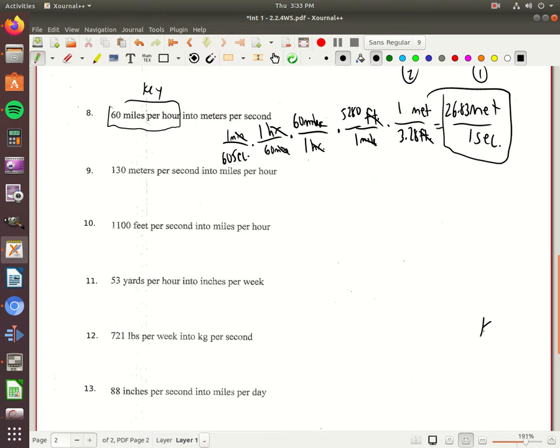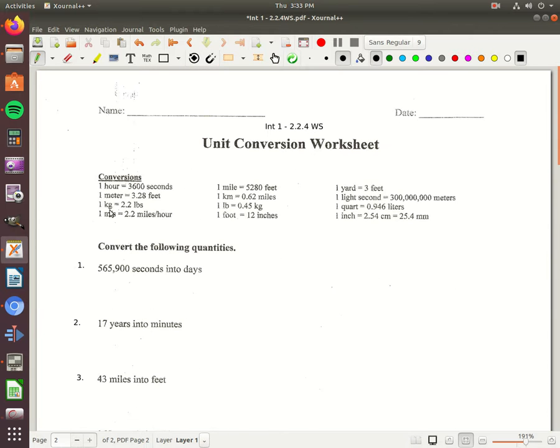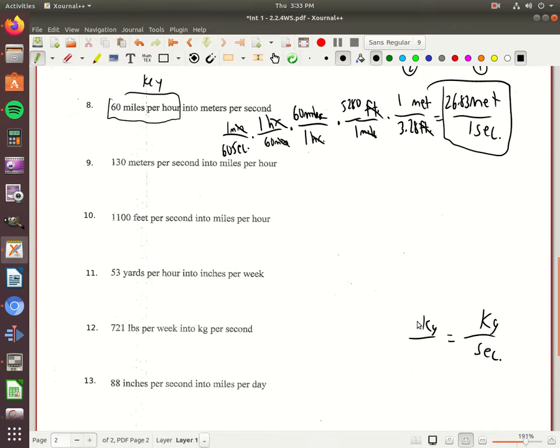And again, I know I want kilograms over seconds. And I know I need to start with kilograms on top. And I need to figure out, how do I get from kilograms to pounds? I have no idea. So 1 kilogram is 2.2 pounds. And again, if pounds are on bottom, I need to put pounds on top. And it tells me right here, this is my conversion. 721 pounds is the same as 1 week.